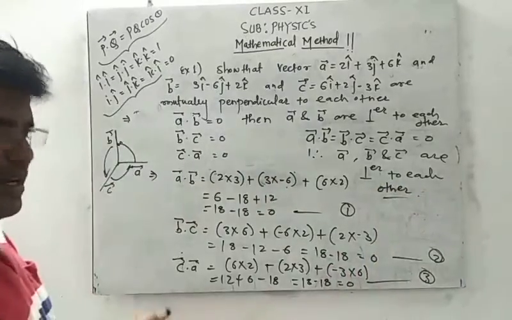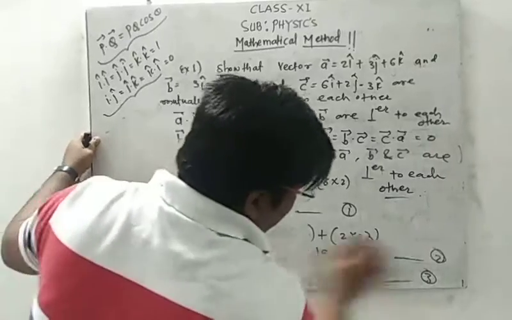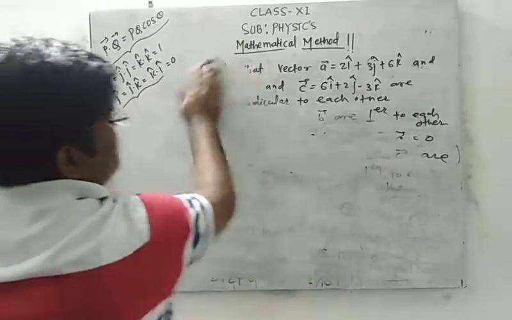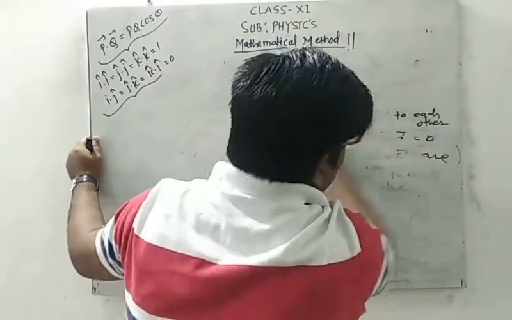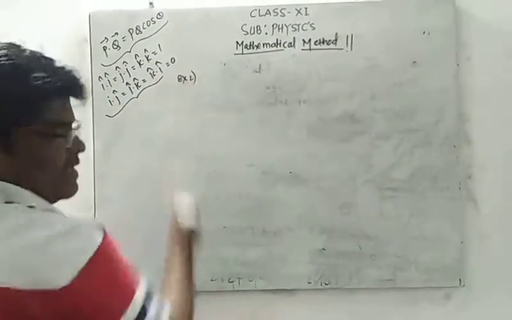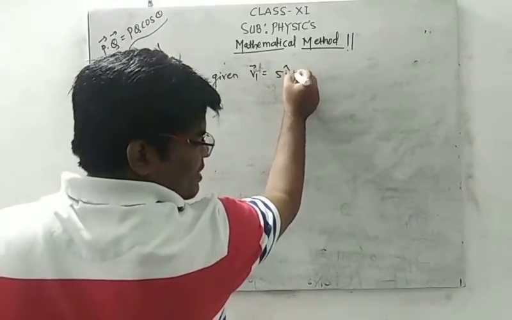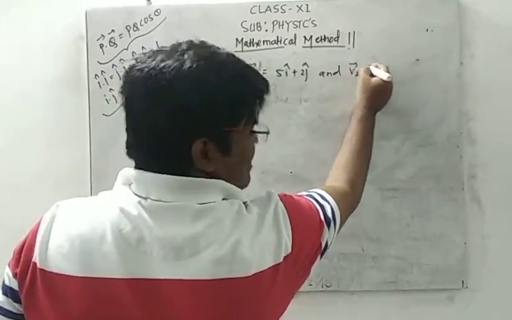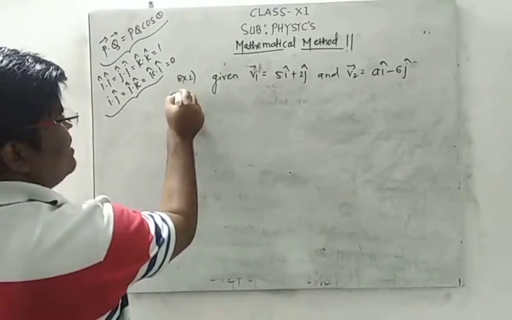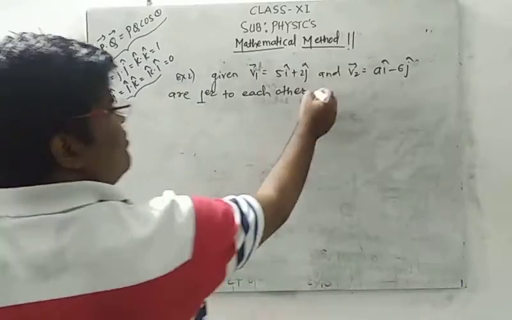Right? So similarly you can do this. So next, example number 2 from your exercise, that is given b1 bar is equal to 5i cap plus 2j cap and b2 bar is equal to a i cap minus 6j cap are perpendicular to each other, then determine the value of a.